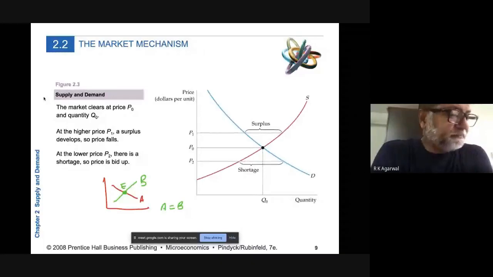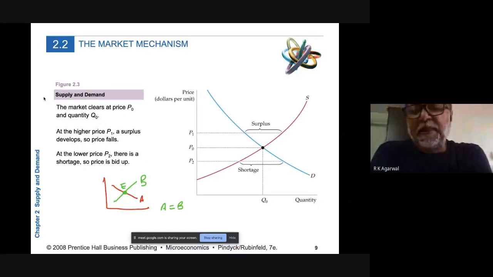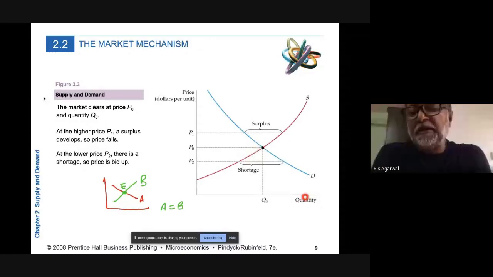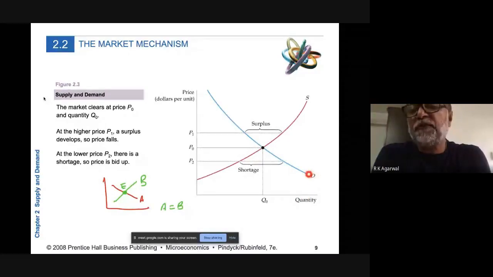Likewise here, in the case of demand and supply, this is the point of intersection. So at this point, the value of demand is equal to the value of supply. That is what it actually means.